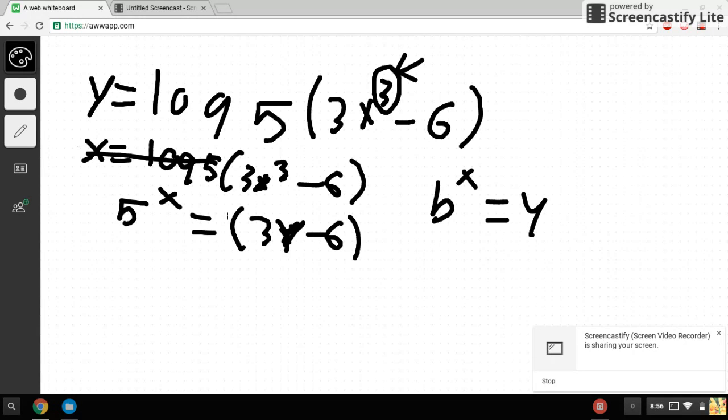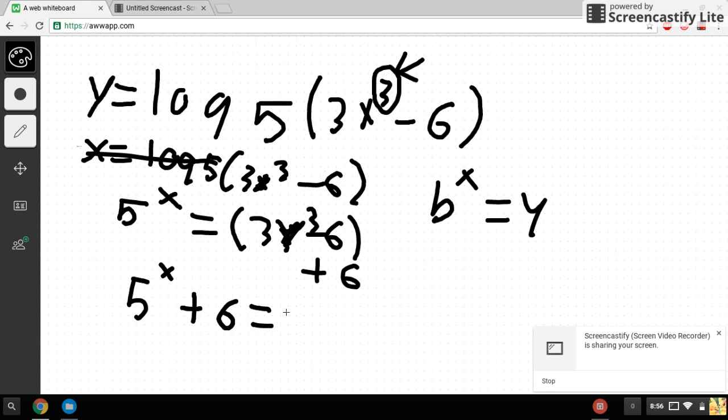Now ask yourself, what are you gonna do next? You're gonna add 6, and it's not gonna go up here since it's still connected to y. So now it's gonna look something like this. It's gonna look like 5 to the power of x plus 6, and it's gonna be 3y to the power of 3. What do I do after this now?